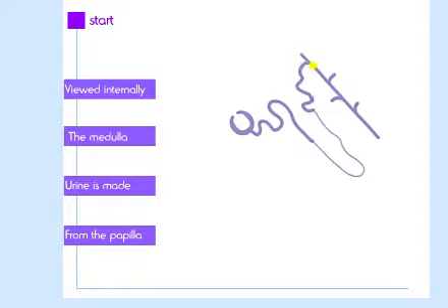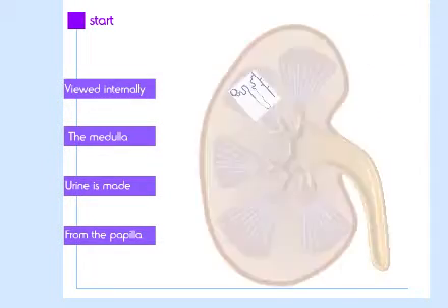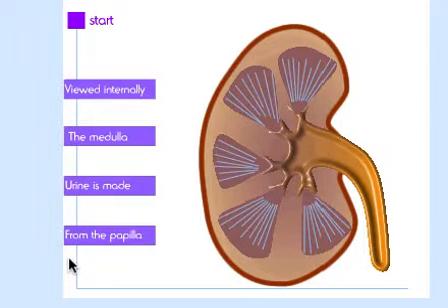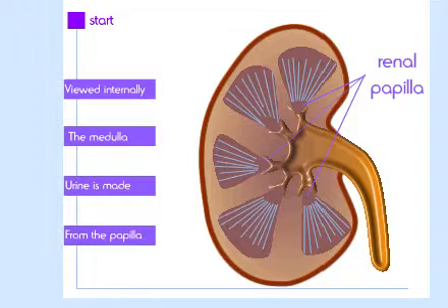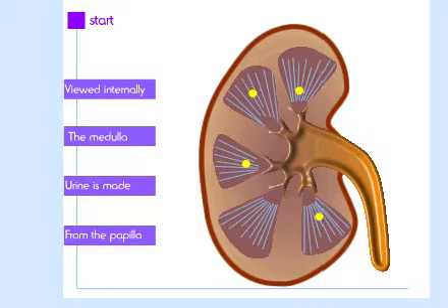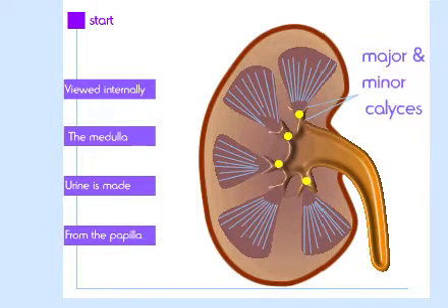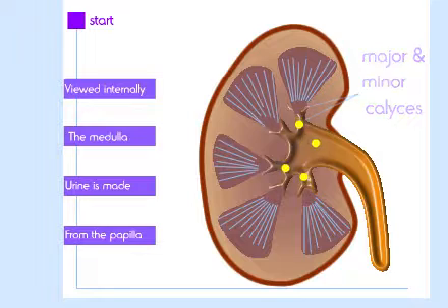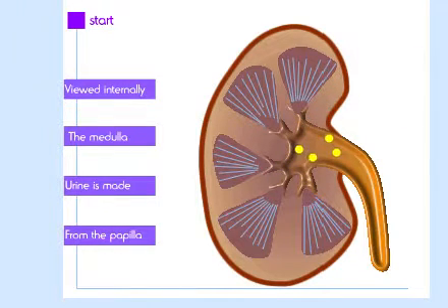Urine is made by the nephrons and drains into tiny collecting ducts within the medullary pyramids. The collecting ducts merge at the base of the pyramids to form the renal papilla. From the papilla, urine drains into cup-like structures called the major and minor calyces. From the calyces, the urine drains into the wide open space of the renal pelvis. This acts like a funnel, draining the urine out of the kidney into the ureter.